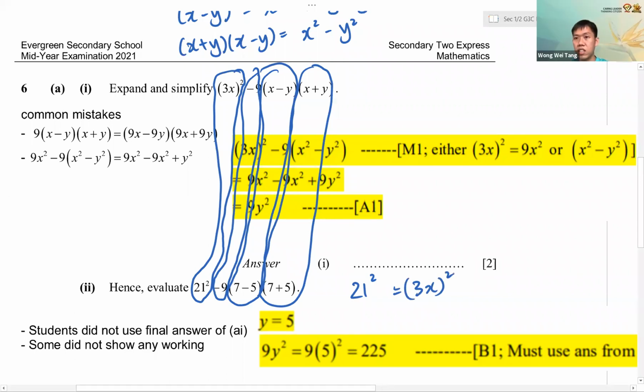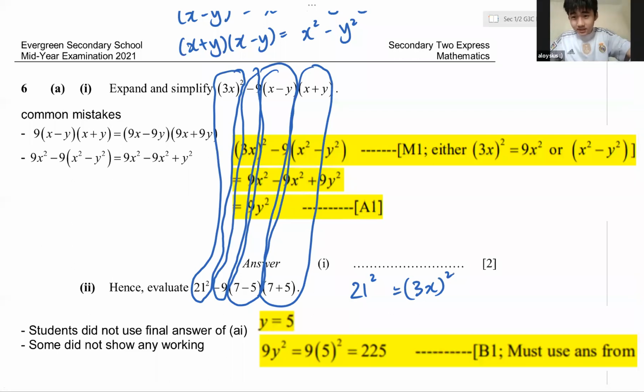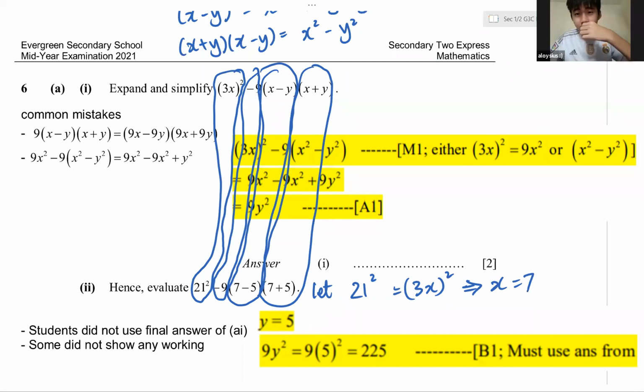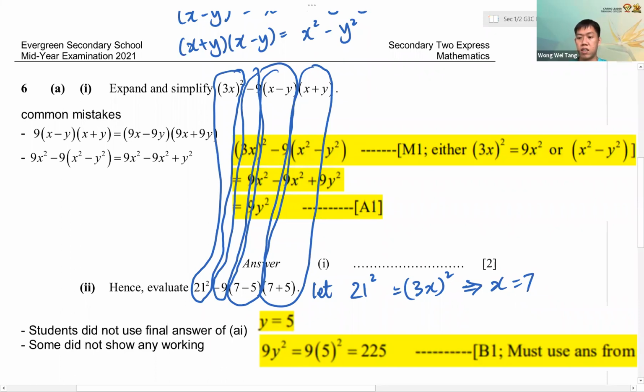Ah, okay. Are you saying both 21 and 3x are squares? Okay. So what can you tell me about the value of x in this case? 7. Yeah. So it's telling us that x equals to 7, right? Okay. Do you see x anywhere else in the 6a part 1? Do you see x anywhere else? At the minus 9, x minus y, x plus y. Yeah.